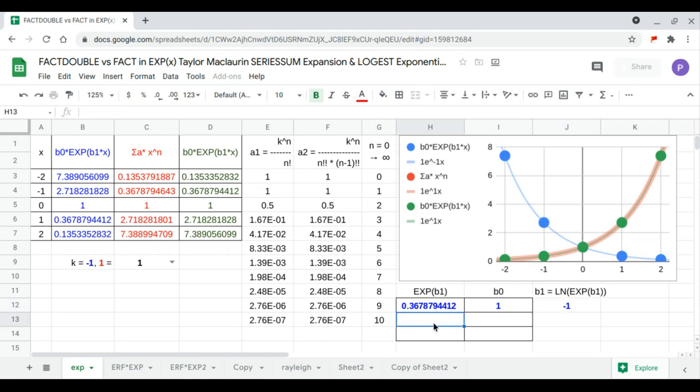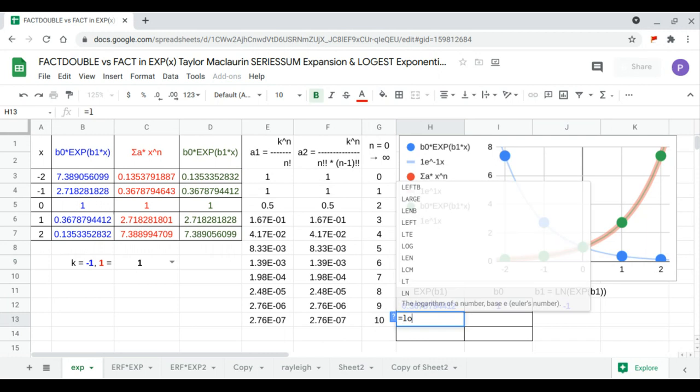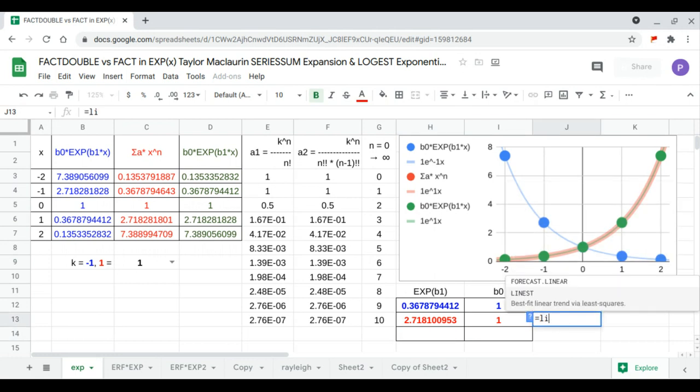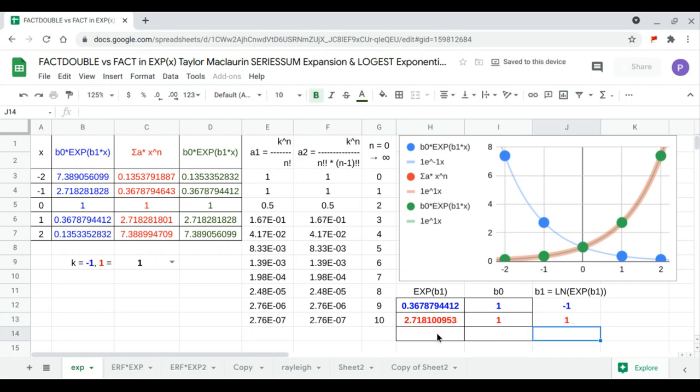Next, continue with the expansion. So LOGEST data y and data x. So right now our value b0 is 1, and this will be ln. So this is equal to ln of this value. So it's +1.